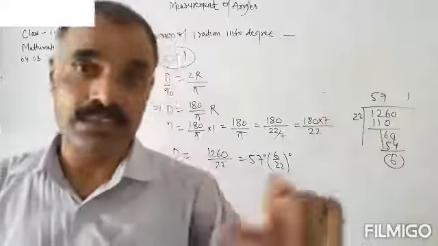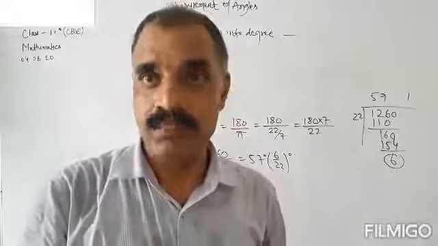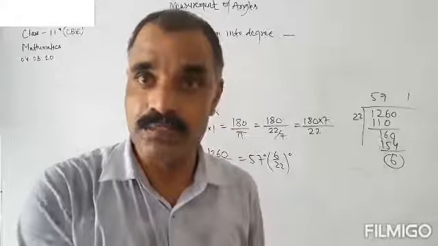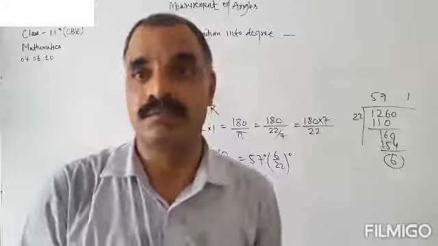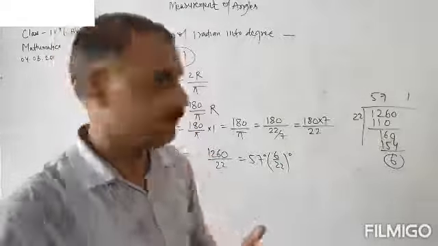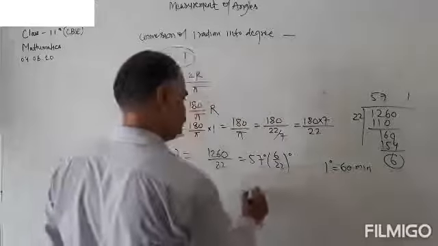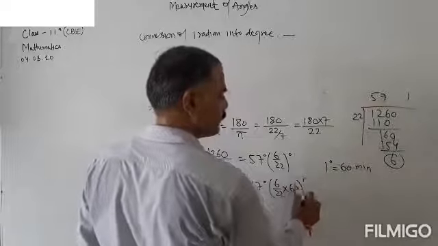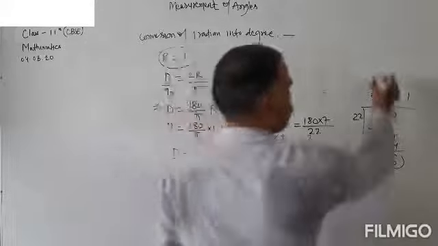Okay, this is in decimal. Now we have to convert this decimal into minutes. When I was telling you about the degree measurement, I was also telling you that we will go up to minutes and minutes to seconds when we change an angle in degree measurement. So 1 degree is equal to 60 minutes. So 57 degrees and 6 by 22 into 60 minutes. This is minutes. The symbol of the minute is this. So now this is 360 upon 22.